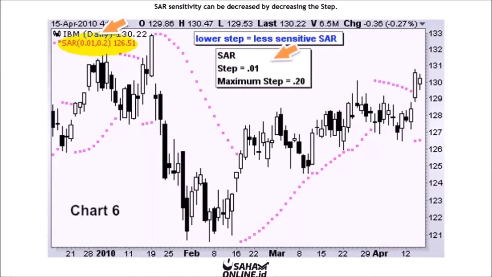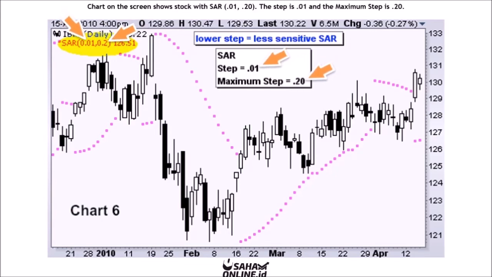SAR sensitivity can be decreased by decreasing the step. A lower step moves SAR further from price, which makes a reversal less likely. Similarly, SAR sensitivity can be increased by increasing the step. A higher step moves SAR closer to the price action, which makes a reversal more likely. The indicator will reverse too often if the step is set too high. This will produce whipsaws and fail to capture the trend.